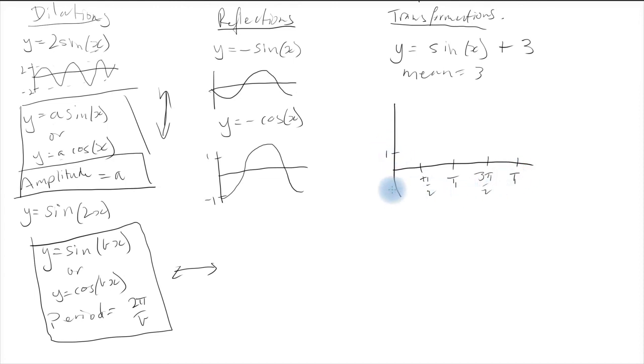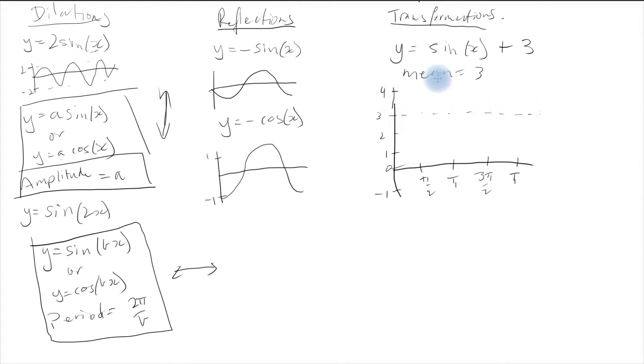Okay, so it used to be that our graph would oscillate, starting at 0 and going up to 1, then back down to 0, then down to -1. But now everything's been shifted up 3. So instead of the mean value being 0 along here, the mean value is now at 3. It's been shifted up 3. So I'll just put a dotted line to show my mean value.